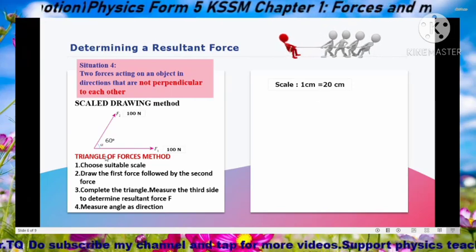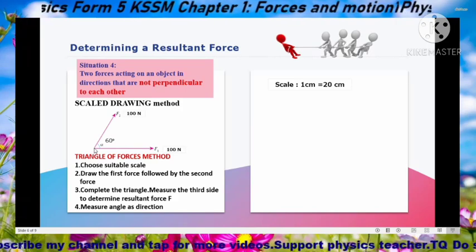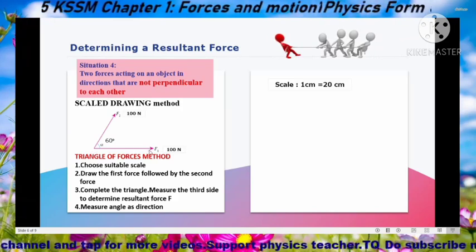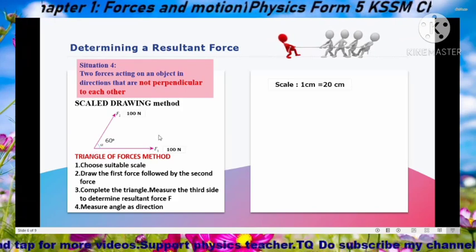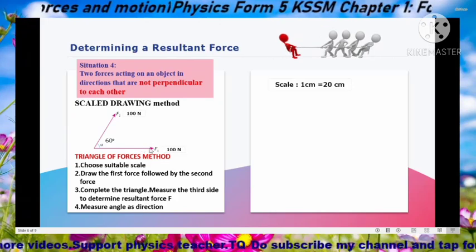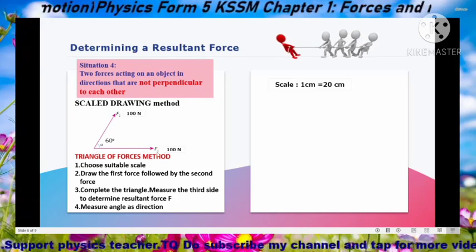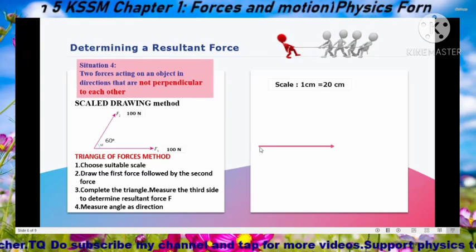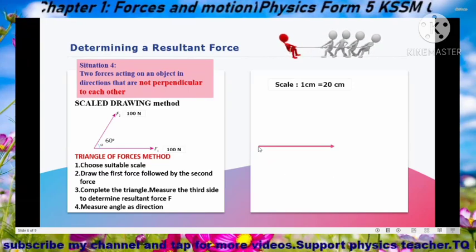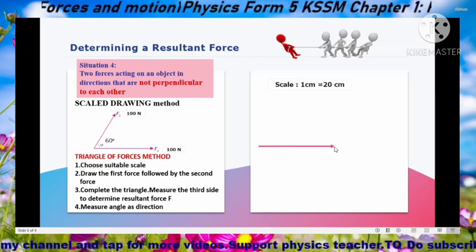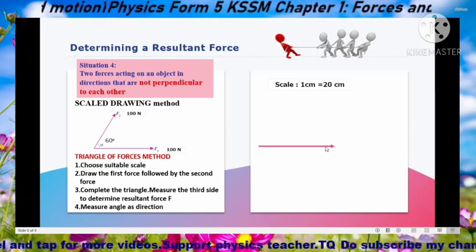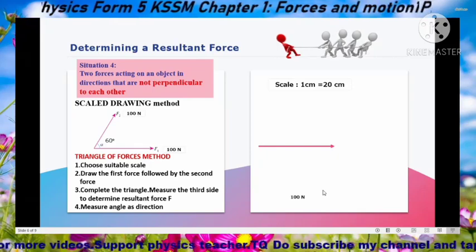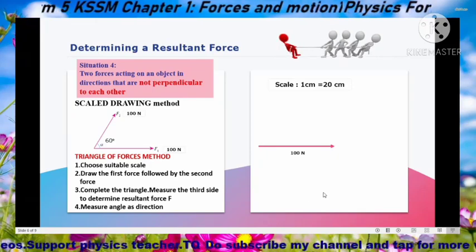Draw the first force followed by the second one. Normally the first one we choose is the one that is horizontal or vertical. So in this case I will choose F1. Okay, start from this point. This is the starting point. Measure accurately 5 centimeter. Then you draw F1. Label. Okay. Next.